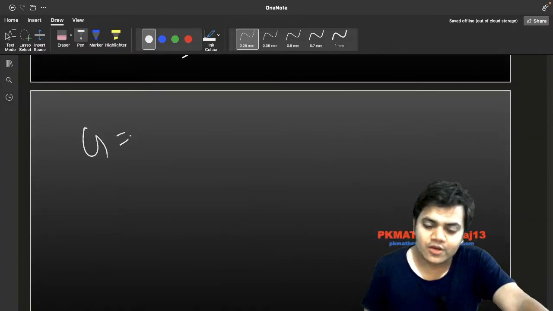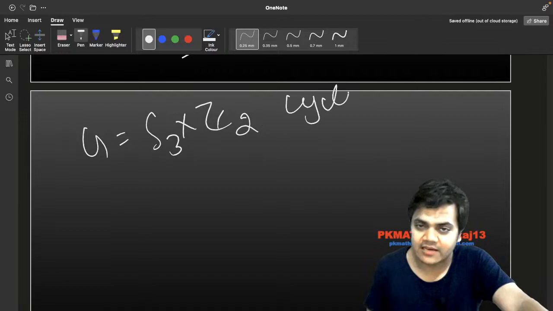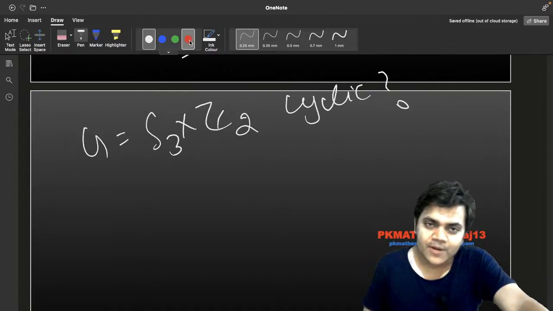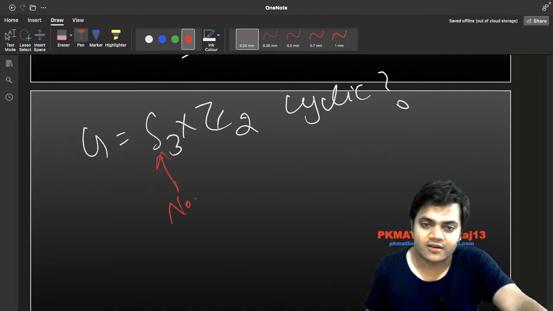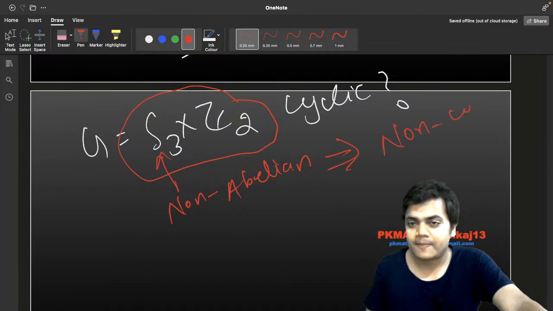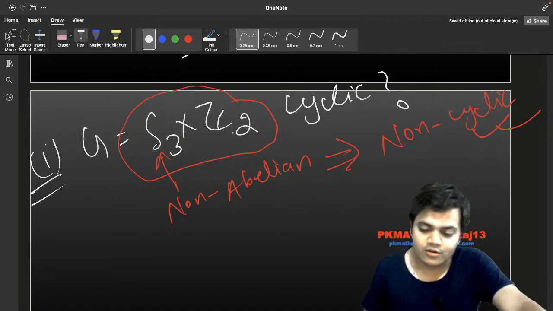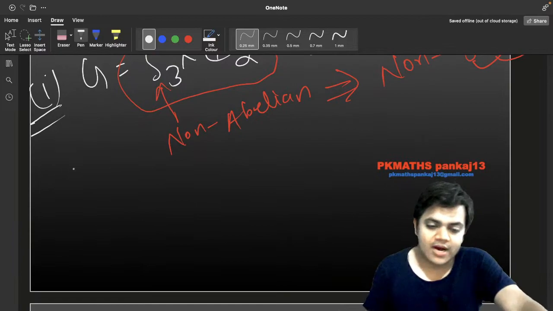Somebody can ask you, if you are given G equals S3 cross Z2, then will it be a cyclic group? They may ask, but by just seeing it, you will say, oh, this S3 is non-abelian. So overall this S3 cross Z2 is non-abelian, and non-abelian implies non-cyclic. So without any justification, just by saying the things, you can say this S3 cross Z2 is non-cyclic. Now I am going to ask another thing.